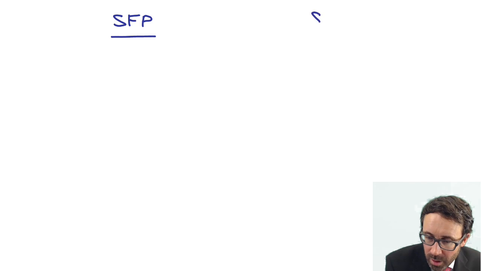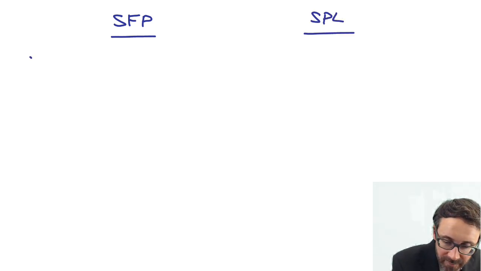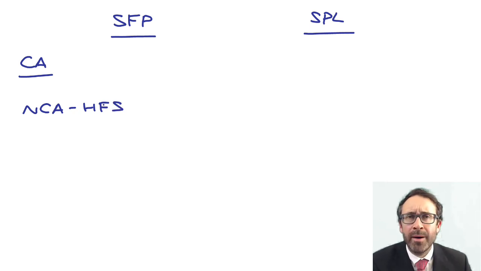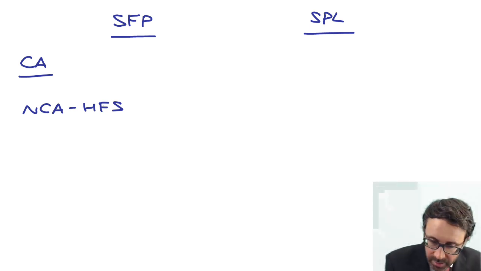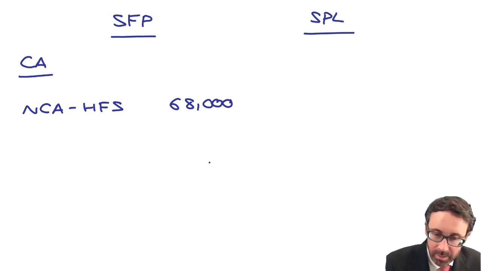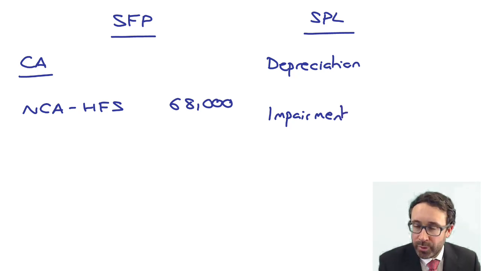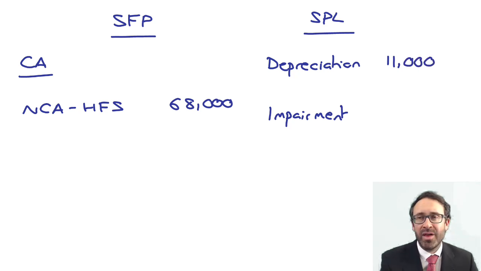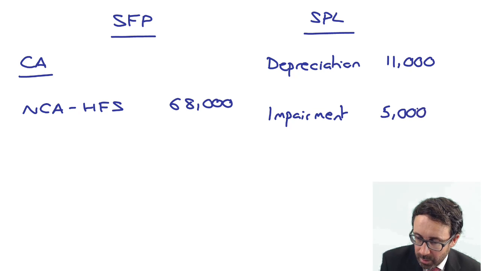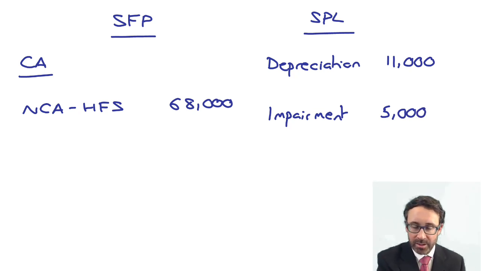So what we need to do now is look at the figures on the SFP and what appears in the statement of profit or loss. On the SFP, within my current assets, I have a non-current asset held for sale. What was that amount? It was the lower of the carrying value and the fair value less cost to sell, so that is 68,000. Then in the statement of profit or loss, we have depreciation and your impairment. Don't forget the depreciation. Everybody always forgets the depreciation. That's 11,000, for those 11 months from January X4 to the end of November X4, and the impairment was 5,000. There we go. Excellent. That answers the question.